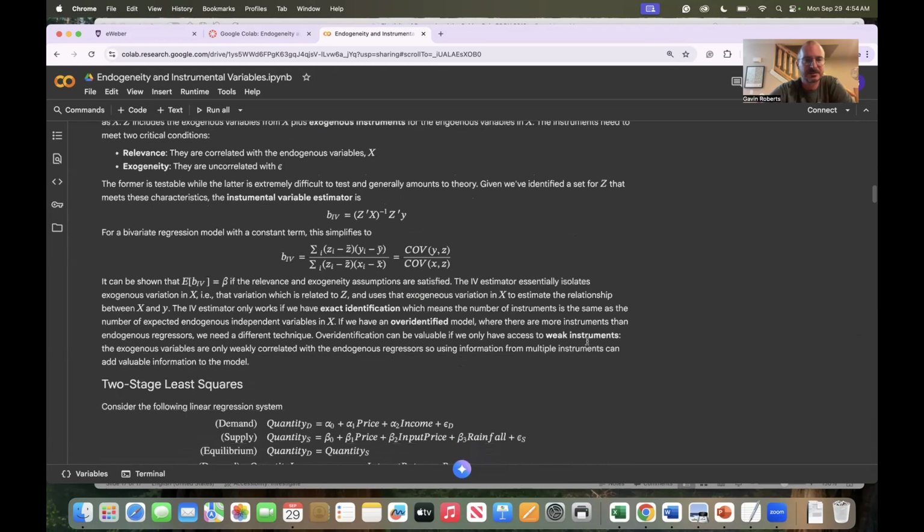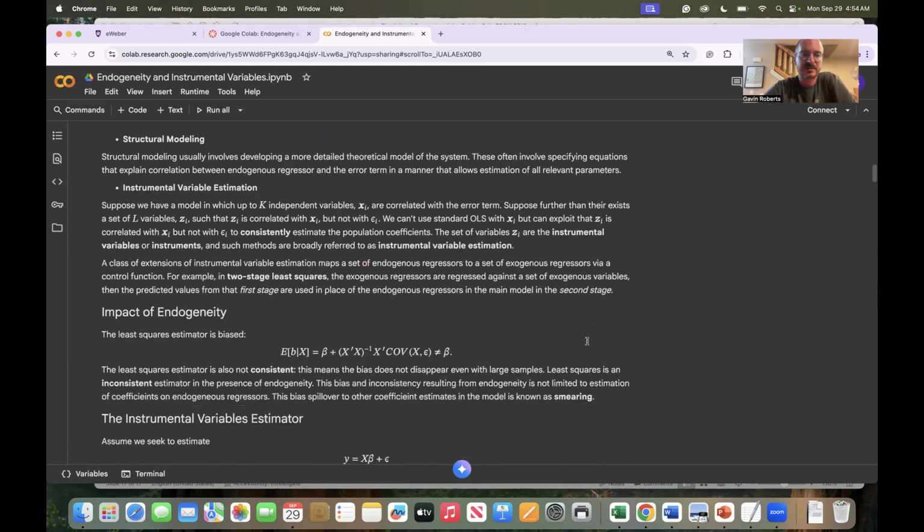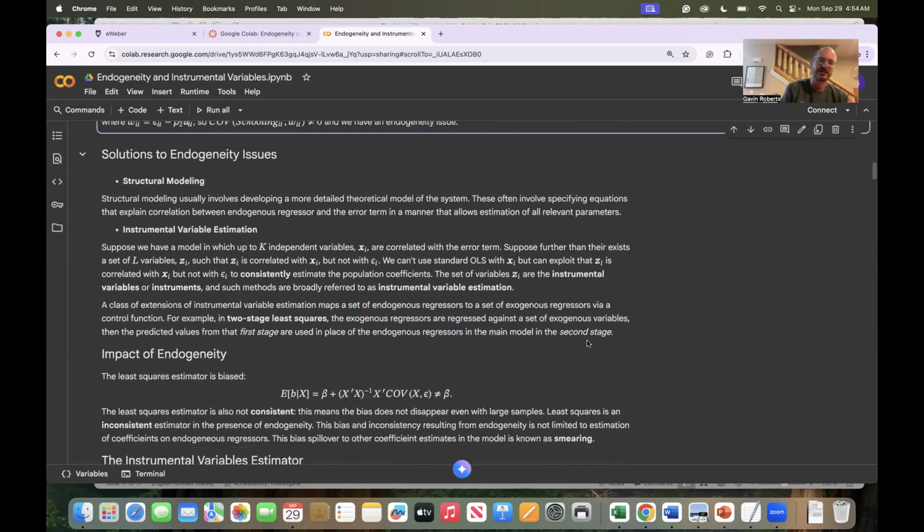That one I noticed. So let's get into solutions for some of these endogeneity issues. One big one that happens in economics, but we're not going to go into, is called structural modeling. That essentially amounts to: I'm going to just write down the entire system that I'm trying to estimate and do some type of simultaneous estimation of everything in the system at the same time.